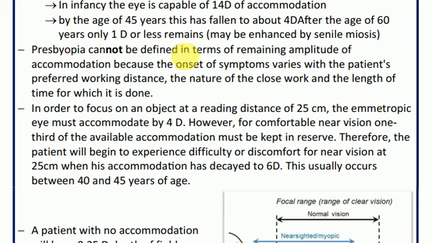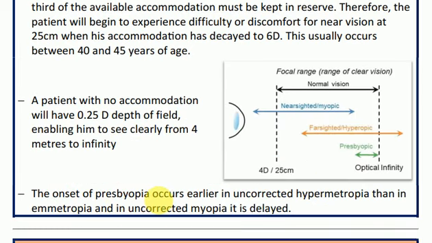Presbyopia cannot be defined in terms of remaining amplitude of accommodation. Why? Because the onset of symptoms varies with the patient's preferred working distance, the second cause is the nature of the close work, and third is the length of time for which it is done. Now the onset of presbyopia occurs earlier in uncorrected hypermetropia than in emmetropia, and in uncorrected myopia the presbyopia is delayed.